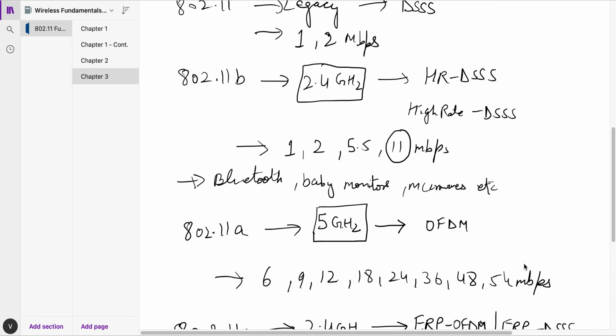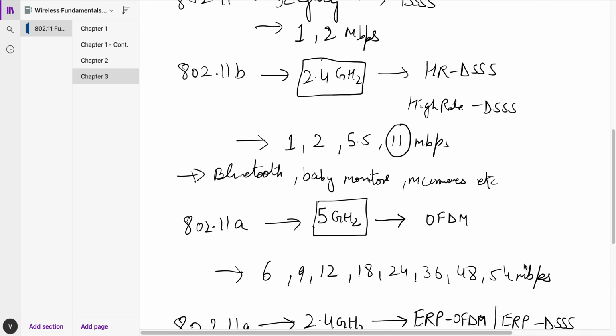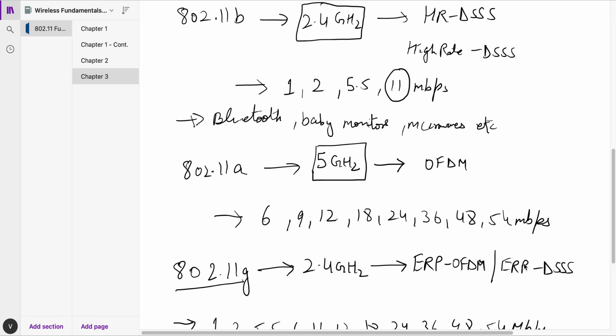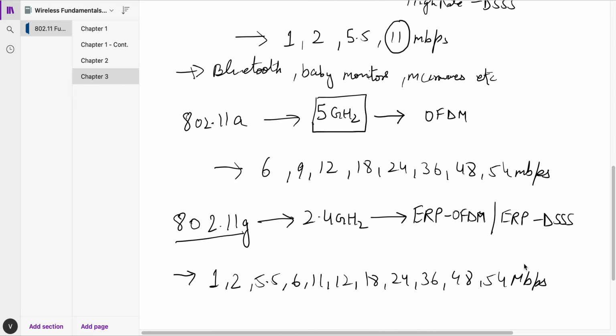Now, because of which a new spectrum was actually allowed to us by the government. That's the 5 gigahertz spectrum, which uses OFDM RF technology or OFDM modulation, which supports up to 54 Mbps of data rate. Dot 11G, the next standard which works on 2.4 gigahertz spectrum, supports ERP, that is Extended Rate Physical, OFDM and DSSS, which is a combination of 802.11a and 802.11b, and hence the data rates are also combined: 1, 2, 5.5, 6, 11, 12, 18, all the way up to 54 Mbps.